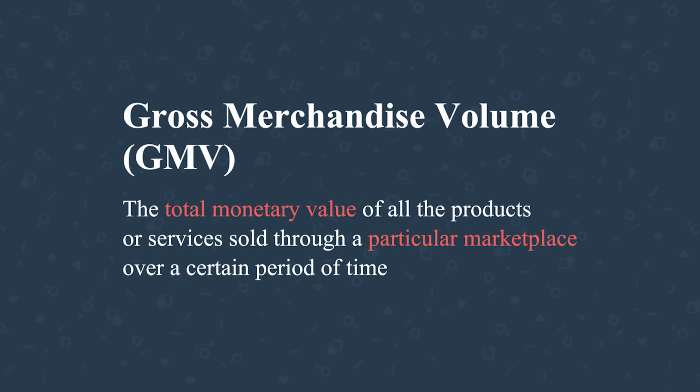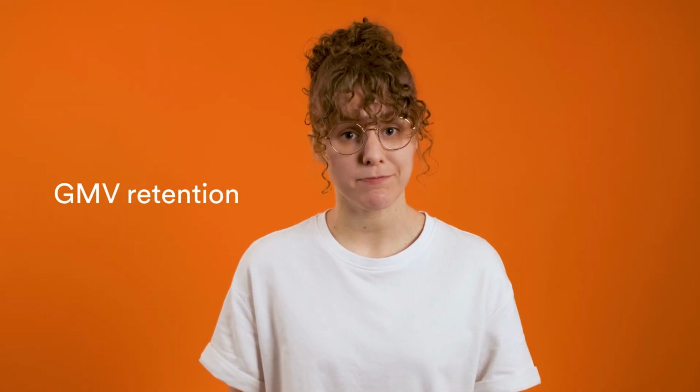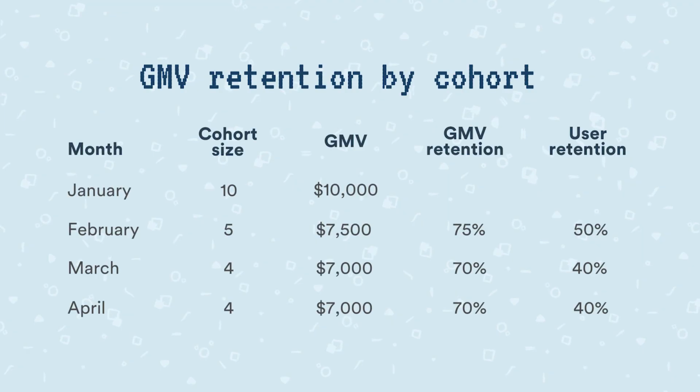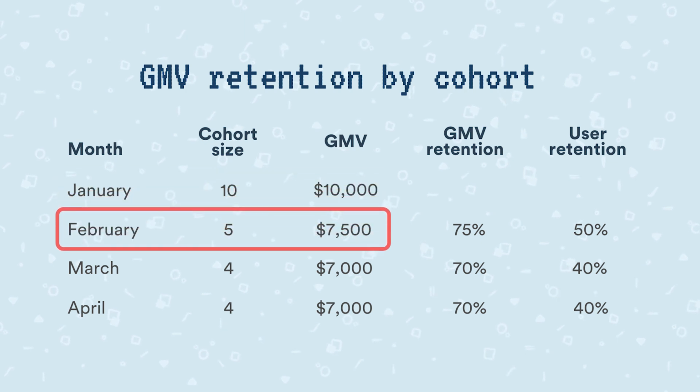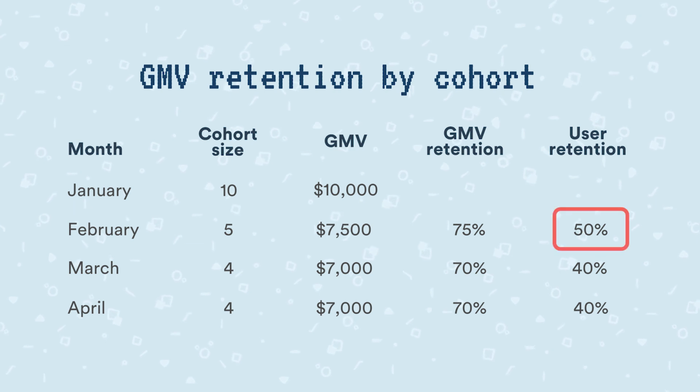A quick refresher on GMV. It means gross merchandise volume, that is, the total sales value of products or services sold through your marketplace during a specific period. GMV retention means how much of that you're able to keep. Let's break it down with an example from Andreessen Horowitz's blog. 10 users transact on your marketplace for the first time in January. They bring in $10,000 altogether. 5 of them come back in February and spend $7,500. This means that though your 1-month user retention rate is only 50%, your 1-month GMV retention rate is 75%.